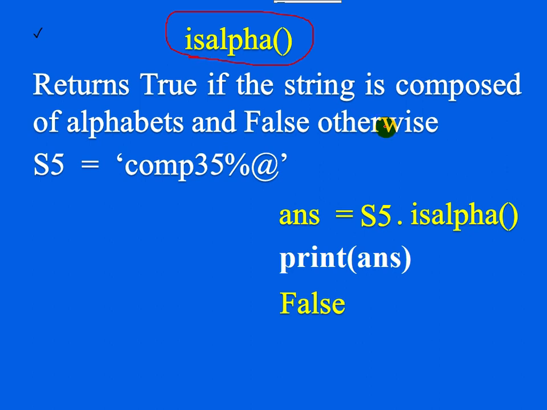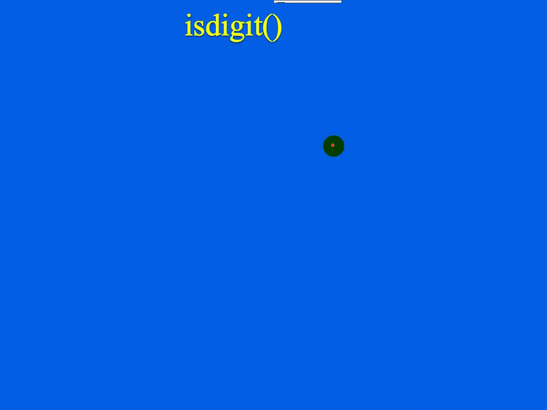And how to use that? It is the string variable followed by the dot operator followed by the function name. So in a program, if you want to use that, it should be used like this. This is the syntax of the function. Now another important built-in function is isdigit. Maybe you know what it does, isn't it?